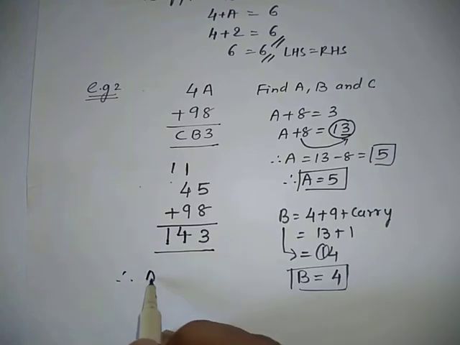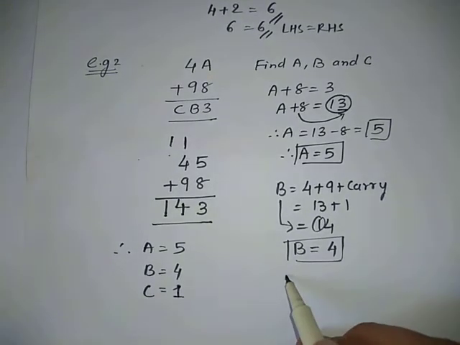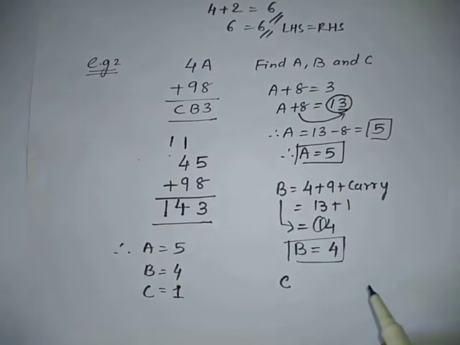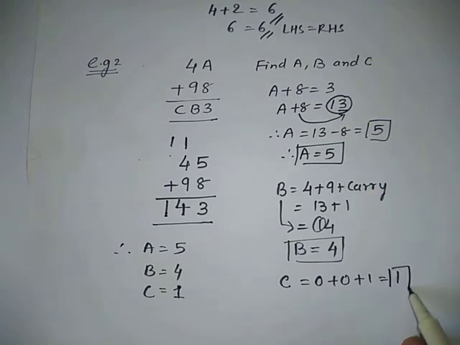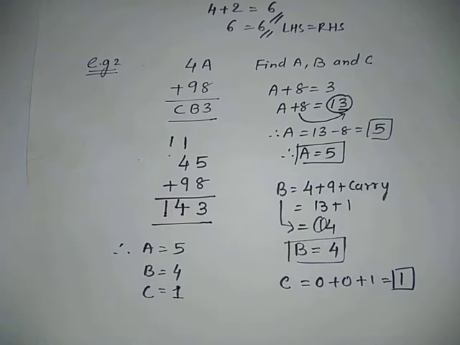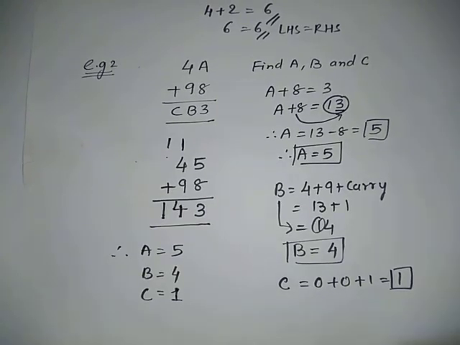Therefore a is equal to 5, b is equal to 4, and c value will be how much? 1. Okay, because for c, if we find nothing, that means 0, we can keep it out. So 0 plus 0 plus 1 carry, and that will be 1. Clear friends? Same way we can go for 3-digit numbers also, and in the exercise we will try to do it. Hope you understood this much. Now we proceed further to the multiplication part also.